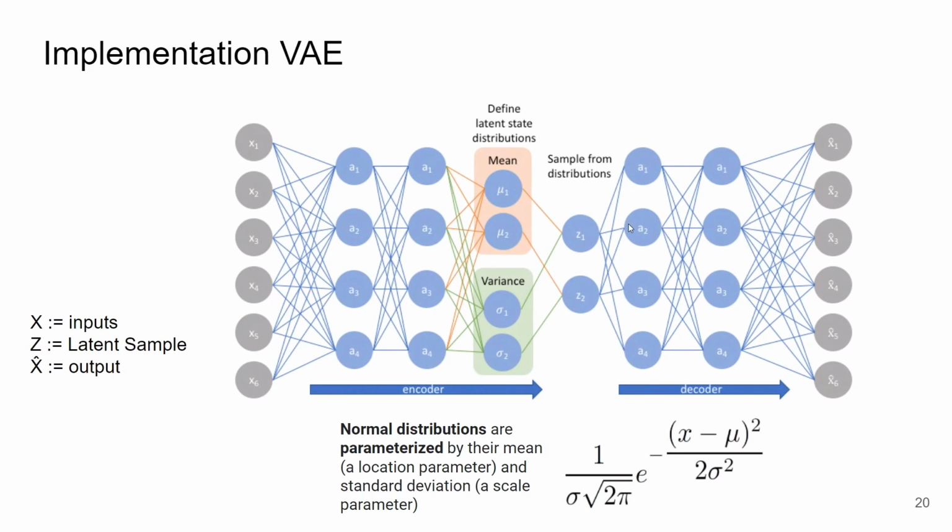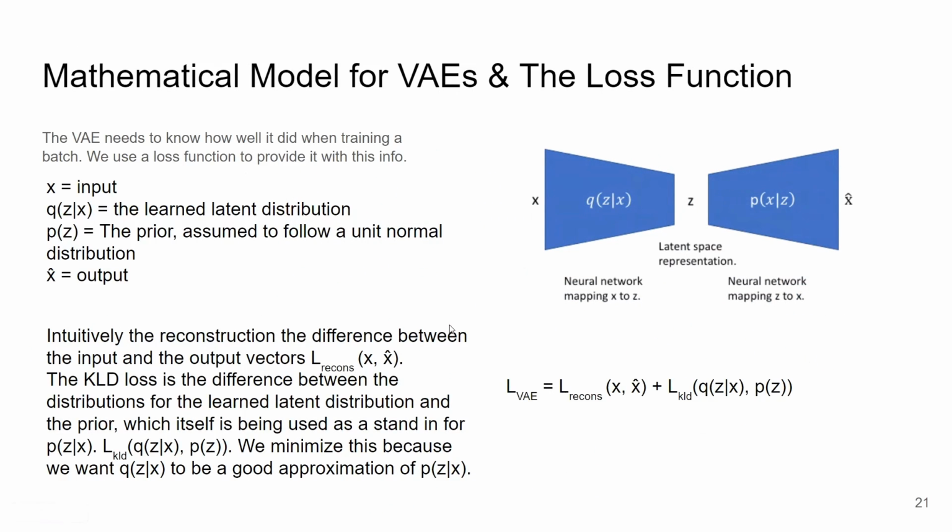What we do to actually generate is we sample from these distributions. We do random sampling. I'm not going to cover how the backpropagation works for that, because there's something called the reparameterization trick, which we're not going to get into. And here I talk just a bit about the reconstruction and how the mathematical model for the loss function works.